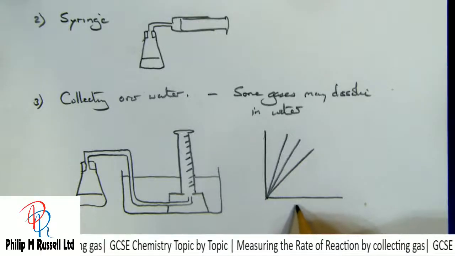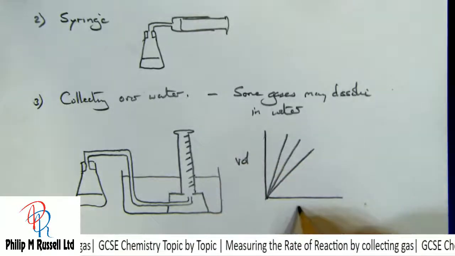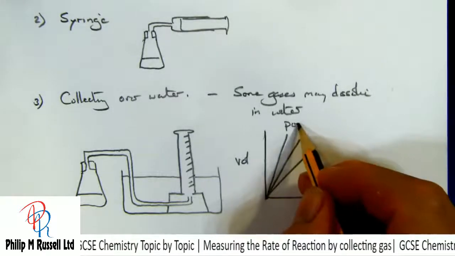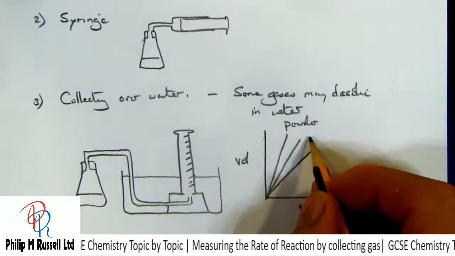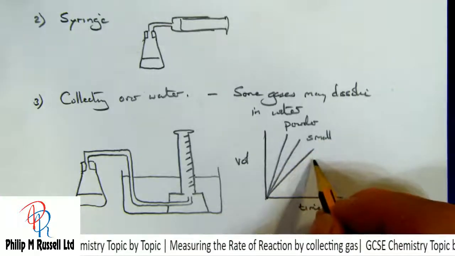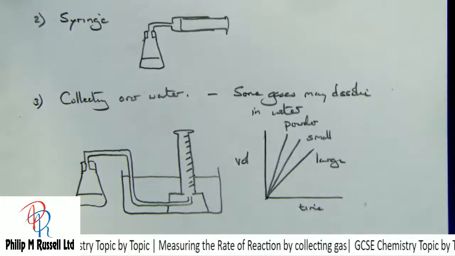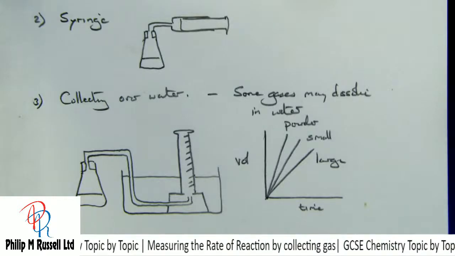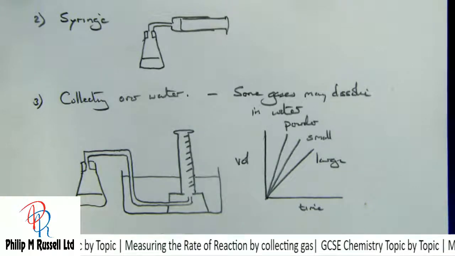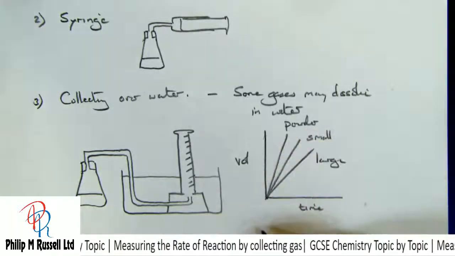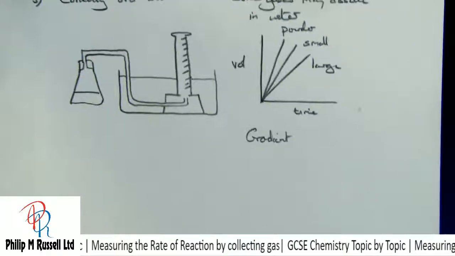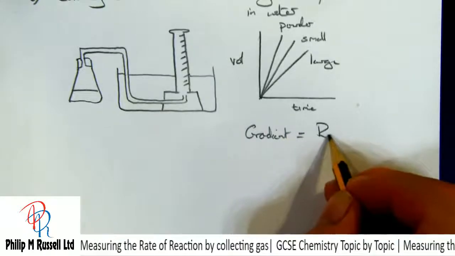Measuring volume against time, we're looking at the powder having the fastest rate of reaction because it's got the largest surface area, the small pieces being in the middle, and the large pieces being the slowest. And that gives us an idea of the rate of the reaction. We can measure the gradient here, and the gradient equals the rate of the reaction.